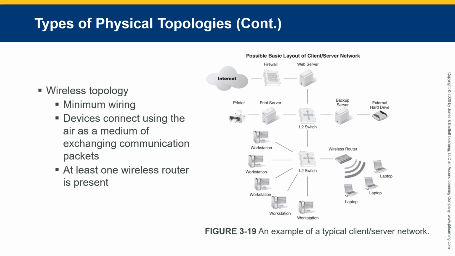Now we get to the wireless topology, and there's minimum wiring involved here. It has the wireless routers connected into the LAN switch, which has everything else wired into it. And then all the other devices that are connected to the wireless LAN are connected to it via a radio signal. They use the radio waves as the medium of exchange for that communication. So when you're doing wireless, you at least need to have one wireless router present.